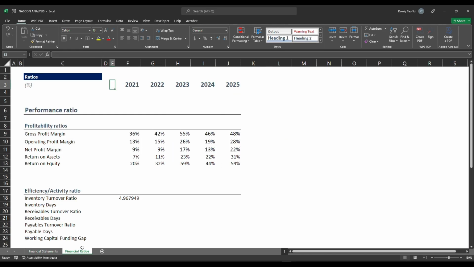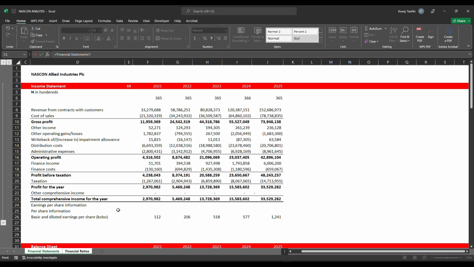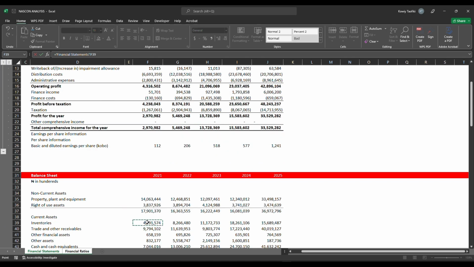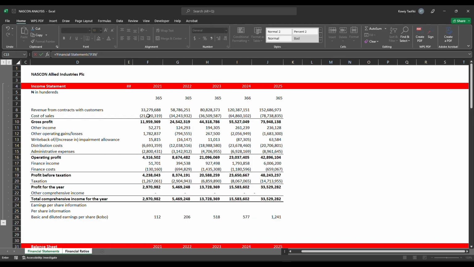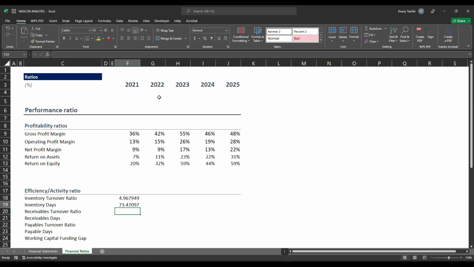So we'll go back to what we are doing, rather, inventory days. So our inventory days equals our inventory initially as the numerator divided by our cost of sales. Remember I said we need to make this an absolute figure. So I'm just going to put in a minus sign before selecting this. Come down to the formula bar, put this in a bracket. Put that in a bracket also. Then shift 8, multiply by 365. Then we have our enter. So we have 73 days approximately.